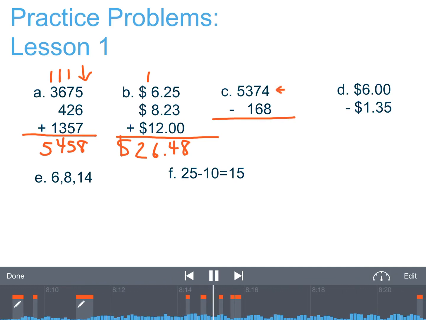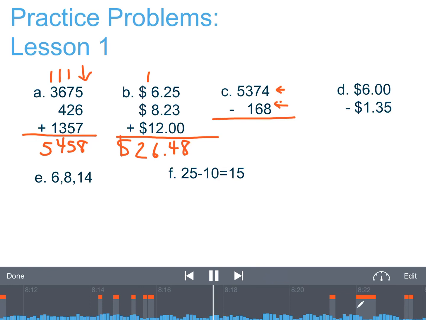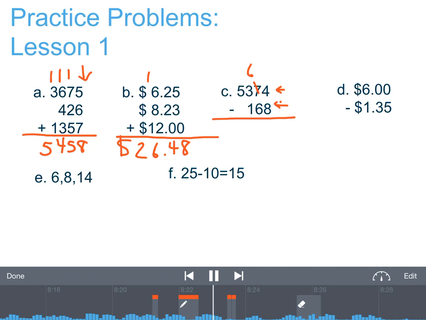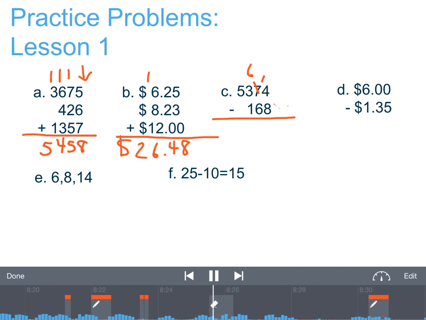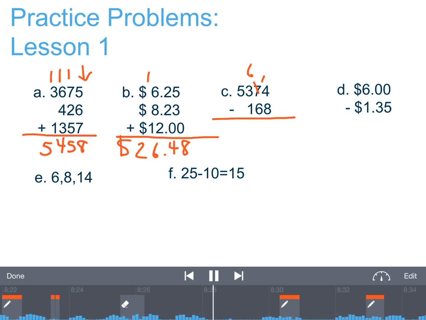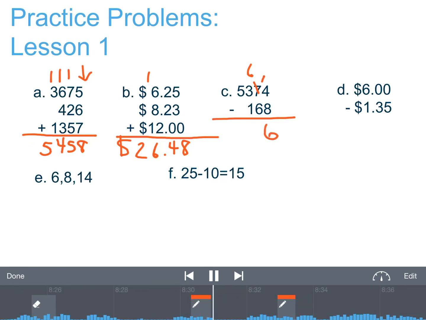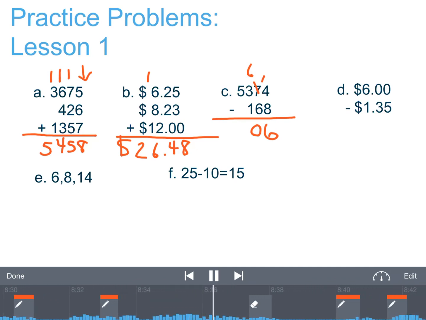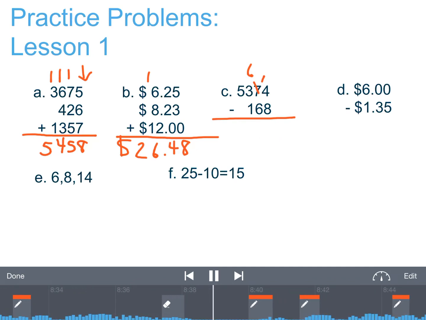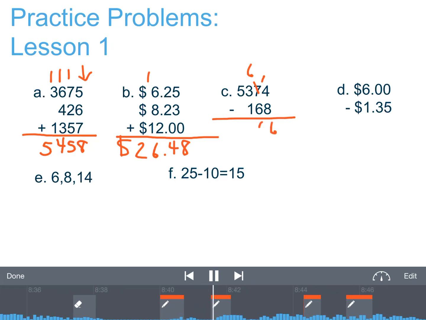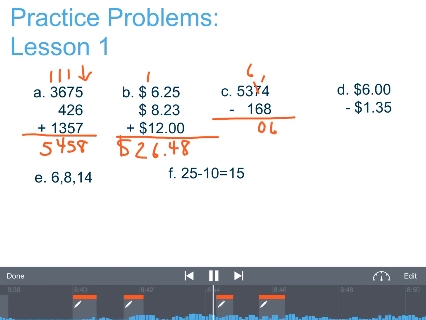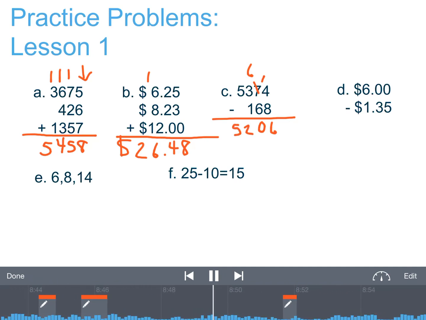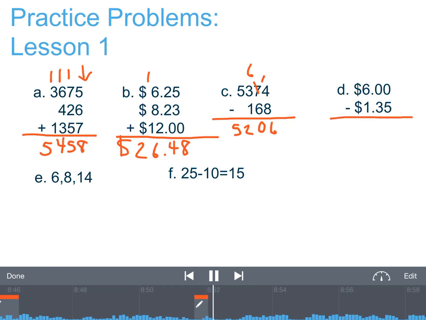All right, now we're subtracting. Okay, so immediately you should see my little saying, it's not mine, but: more on the floor, go next door and borrow 10 more. Okay, so I have 14 minus 8, and that would be 6. 6 minus 6 is 0. Again, I'm trying to line it up as best I can. I'm going to do better than that. 6, 0. 3 minus 1 is 2. And then, of course, 5 minus 0 is 5. We have 5,206.